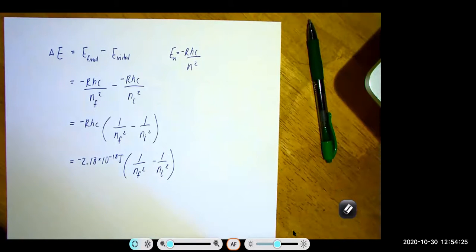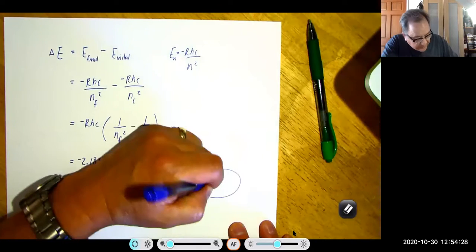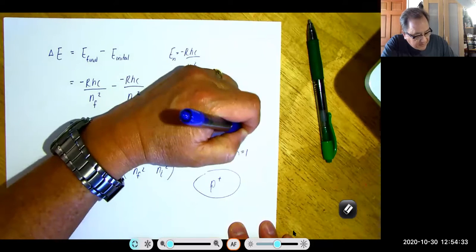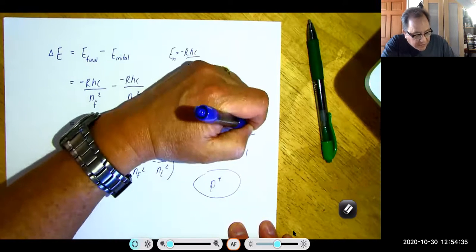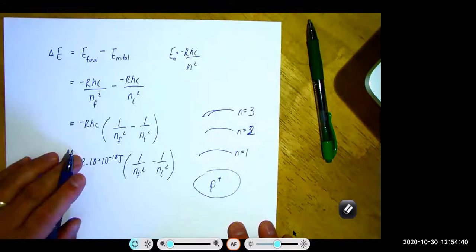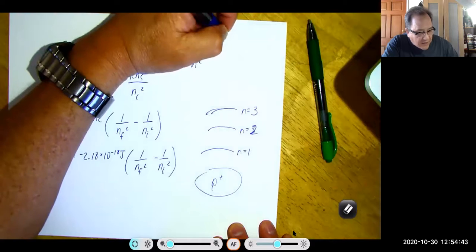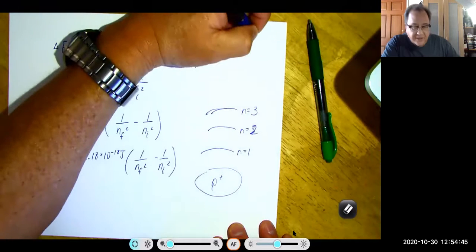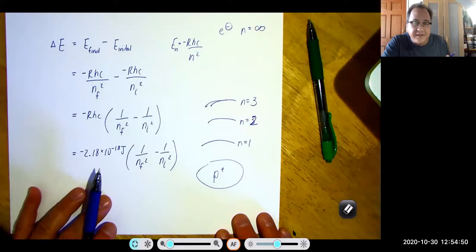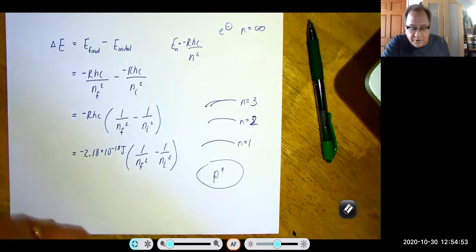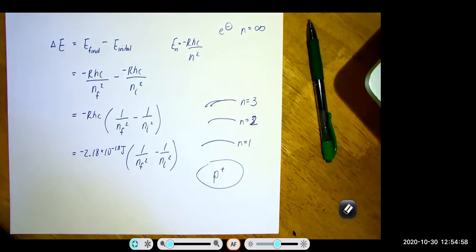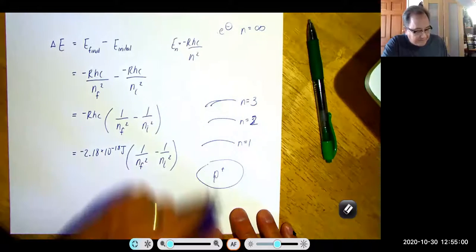So here's my nucleus. Here's my first orbit. Here's my second orbit. Here's my third orbit. Are you with me? Yeah. So here, this is an electron in the infinitieth orbit. So what do I mean when it's in the infinity orbit? Well, the infinitieth orbit is so far away from the nucleus that it's not part of the atom. Are you with me? Yeah. So this electron is not part of this atom.